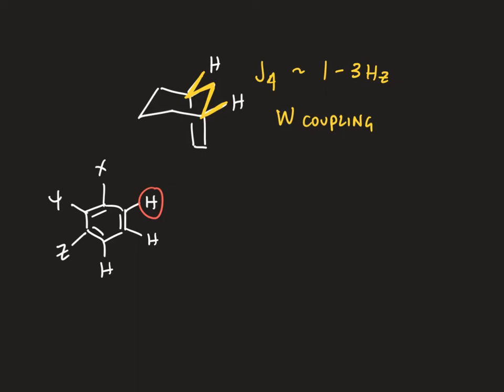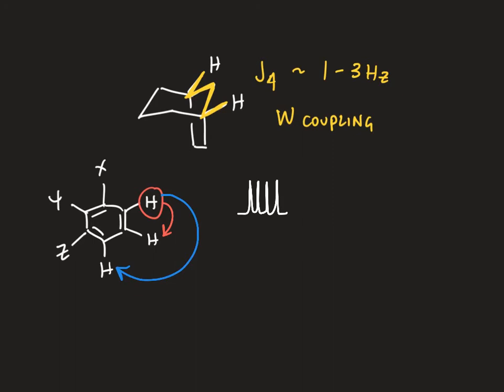If the magnitude of the coupling constant to the two partners were the same, if they were both ortho and communicating the same way, we would use the n+1 rule. It would be a triplet. But they're not, because the relationship of it to this proton is different than the relationship to this proton, which is meta. And so what we would actually see in this case is a doublet of doublets.